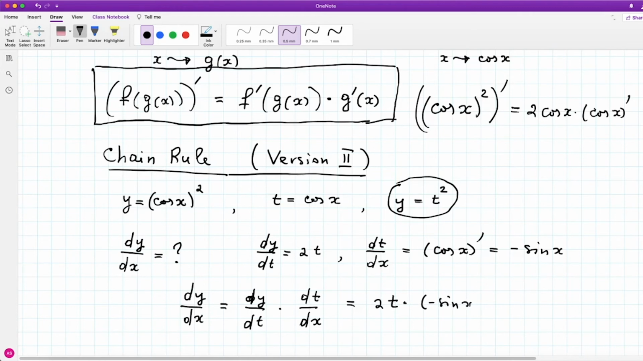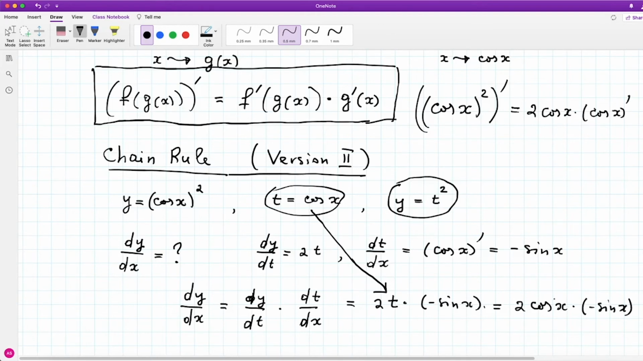Now this looks a little different from what we got earlier. Earlier we got negative 2 cosine x sine x, but all we have to do to obtain that result is to remember that t is equal to cosine x, and if we substitute cosine x instead of t in this formula, we're going to recover that result, 2 cosine x times negative sine x once again.